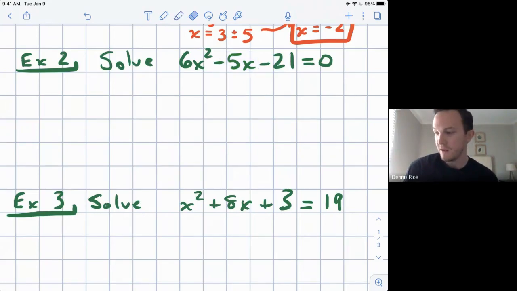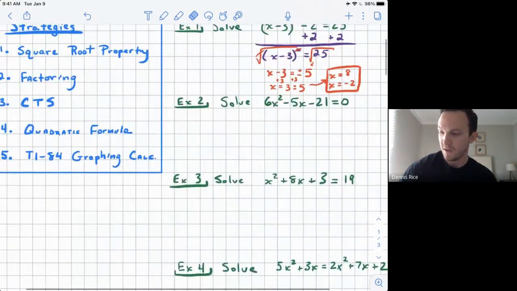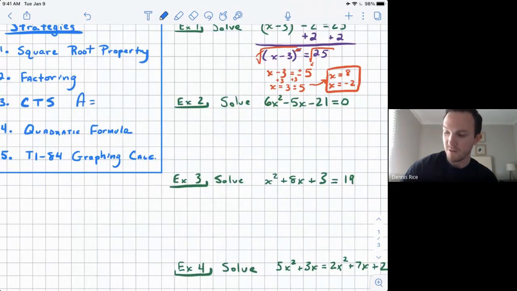Completing the square, I don't really want to mess with here, because completing the square works best when a is equal to 1. Can you do it when a is not 1? Sure, but then you have to divide it out, and we're creating fractions, and it makes the problem a lot more difficult.